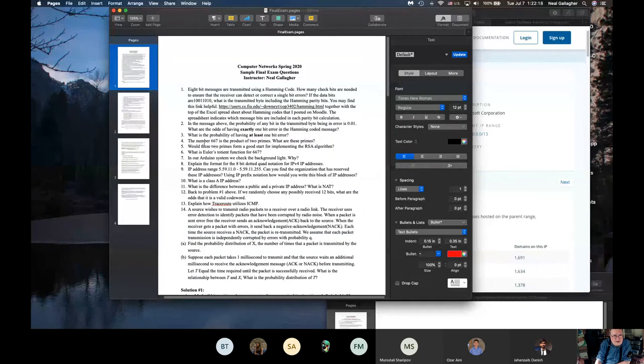Now, we have number 4. I say the number 667 is a product of two primes. What are these primes? Now, that's a question. I'm not sure that I went through any procedure for how you might figure out what these two primes might be. I may have talked about it at one point, maybe in the first semester, when a question might have come up.